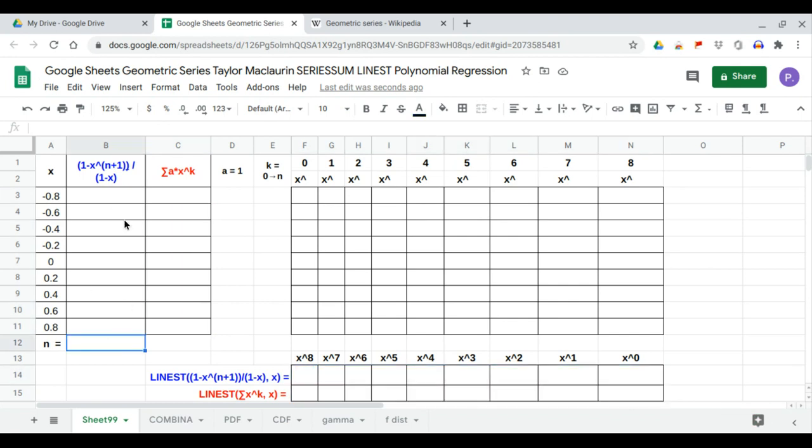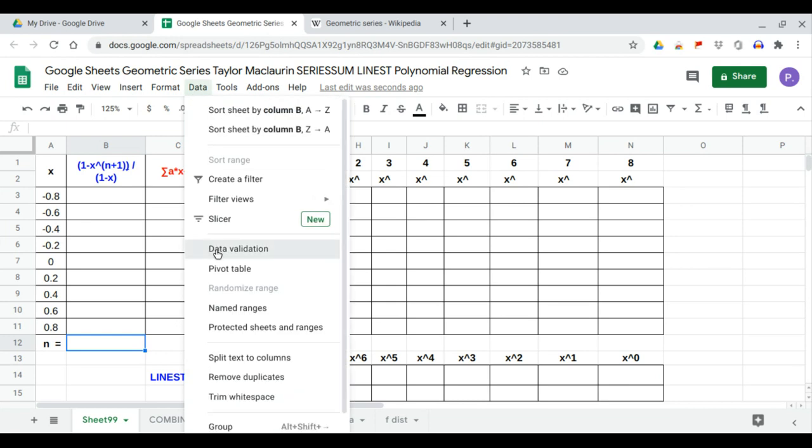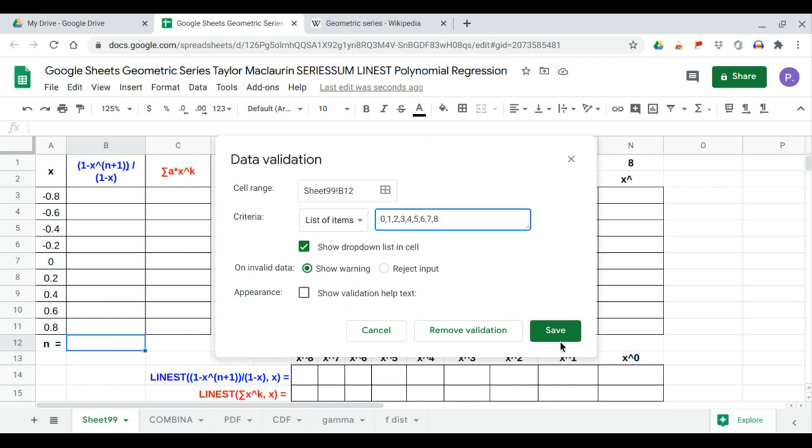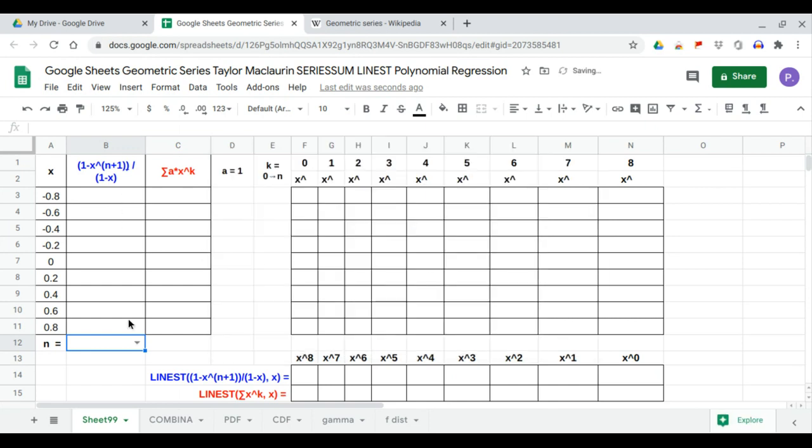We begin with the values of n, which is data validation, a list of items 0 to 8. And we'll use an array formula to generate the dataset. So, array formula of 1 minus x to the power n plus 1, all over 1 minus x.